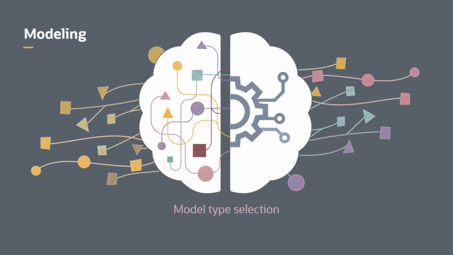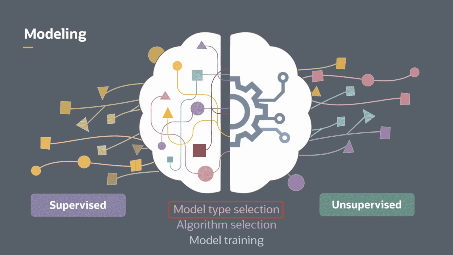Modeling, or model building, consists of choosing the correct machine learning algorithms to solve the problems and determining the features that go into the models. In the first step of model building, data scientists need to decide what might be the appropriate type of machine learning model to solve the problem. There are two main types, supervised and unsupervised.